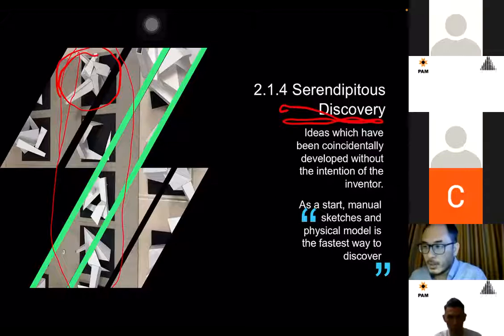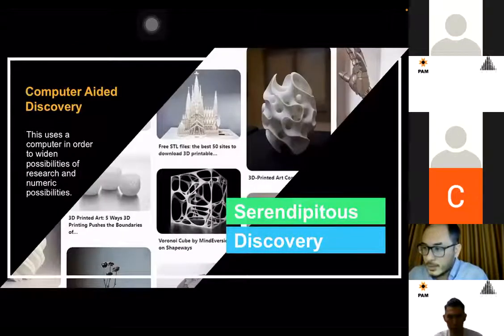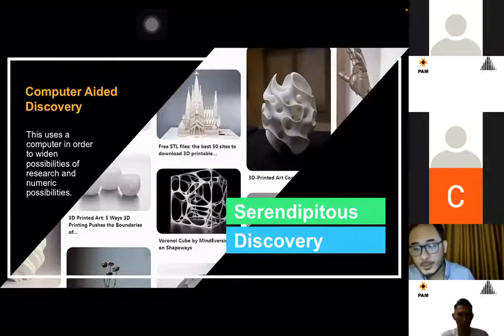Okay, so the next one, sorry, is computer-aided discovery. This uses a computer in order to widen the possibilities of research and numeric possibilities.